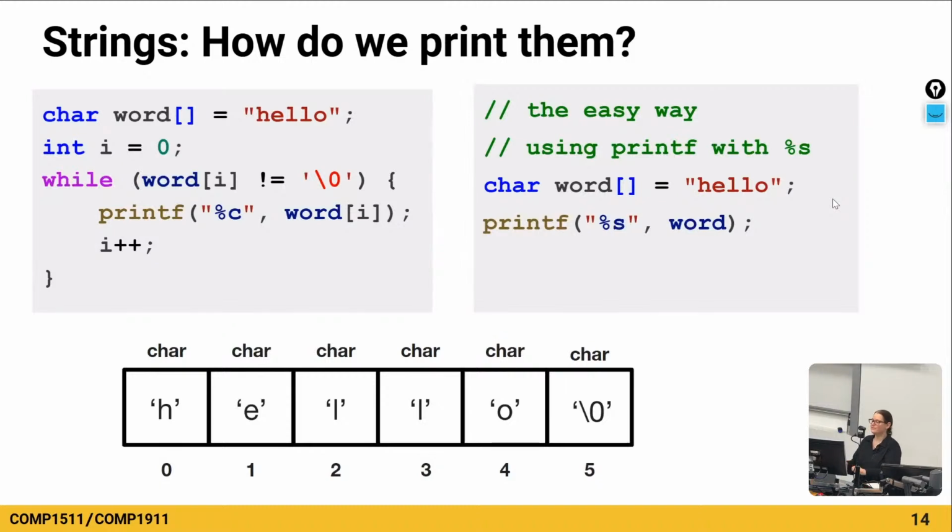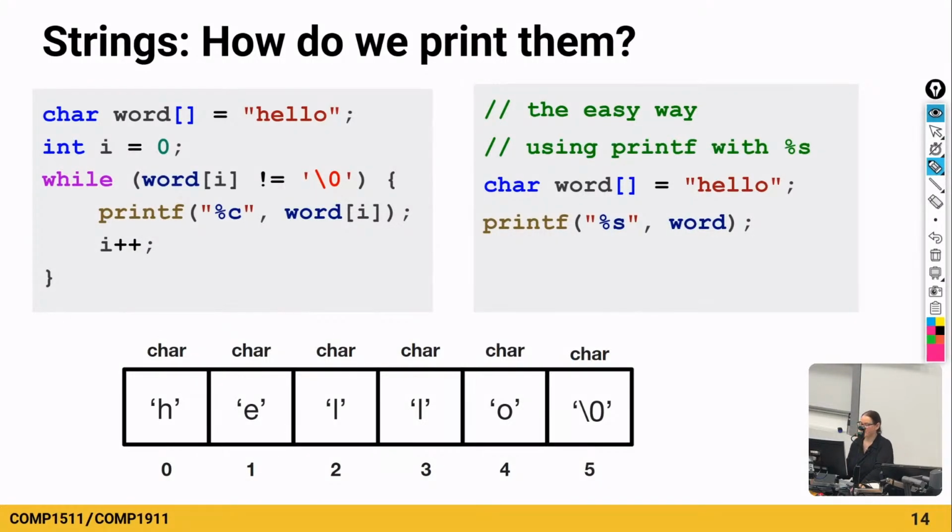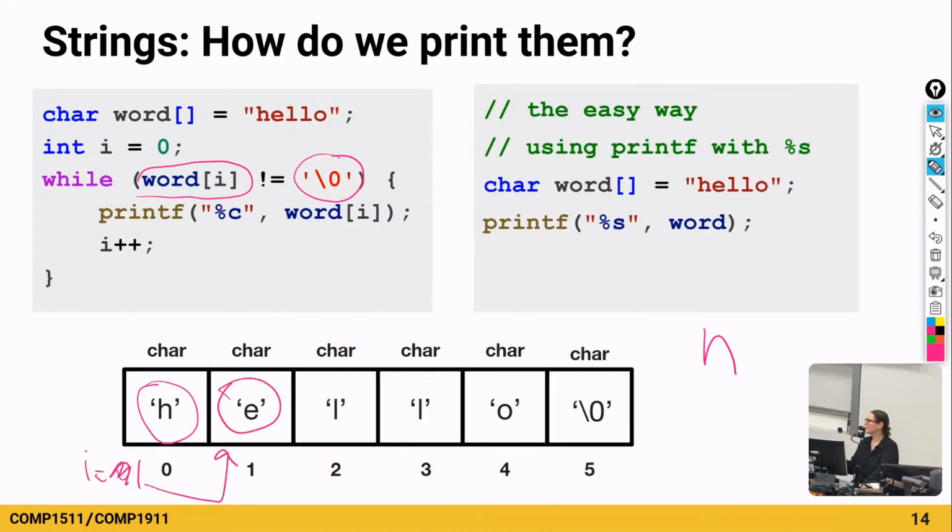How do we print them out? Well, they are arrays of characters, so I can go through one by one. I could start with i equal to 0, and I go and check my array at index 0, and I check if this is equal to this, and it's not. H is not equal to that \0. So I print out my H, and I increment i, and now I'm ready to look at this one. And I print out the E, and I go along one by one in a loop.